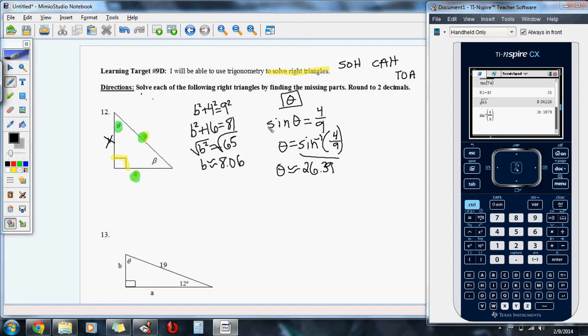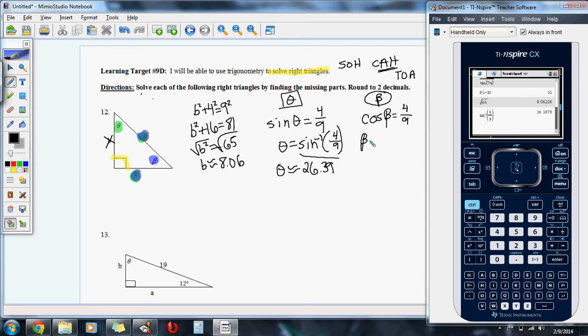All right, so now we got to find beta. So this work's going to be for beta. Let me grab a different highlighter here. Let's go with blue. Now I'm focused on beta. Now I want to look here and here. So 4 and 9 again, but this time it's not the opposite and hypotenuse. It's the adjacent and hypotenuse. So I know that the adjacent and hypotenuse gets me to cosine. So this time it's cosine of beta equals adjacent 4 over hypotenuse 9.